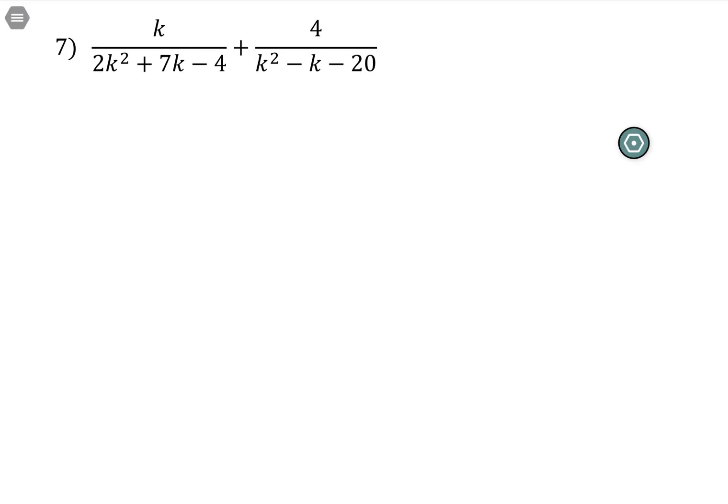Okay, let's do one last example on adding and subtracting rational expressions. Hopefully this time without the help of Penny the dog, but I can't promise.